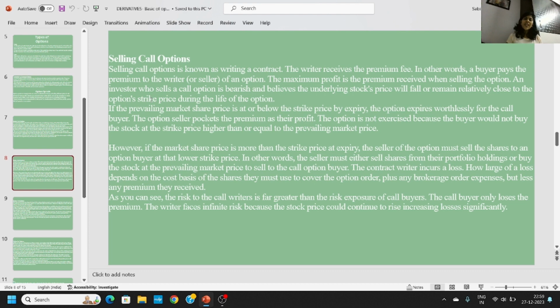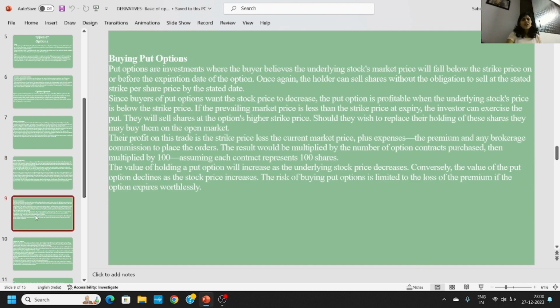And the investor who sells an option is bearish and believes the underlying stock price will fall or remain relatively close to the option strike price during the life of the option. So if the prevailing market share price is at or below the strike price by expiry, the option expires worthlessly for the call buyer. Same thing here, the examples are given.